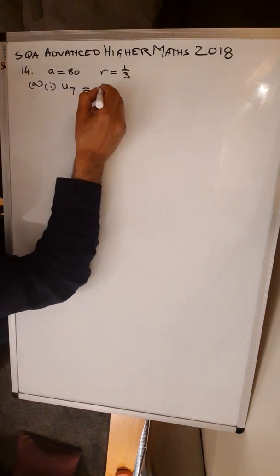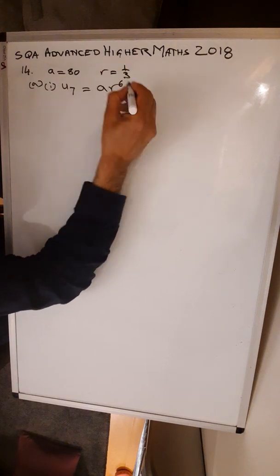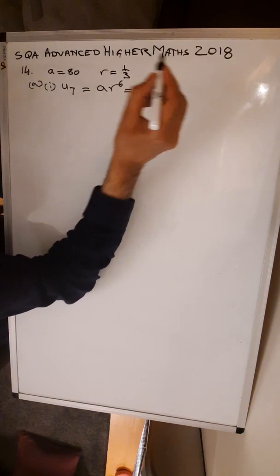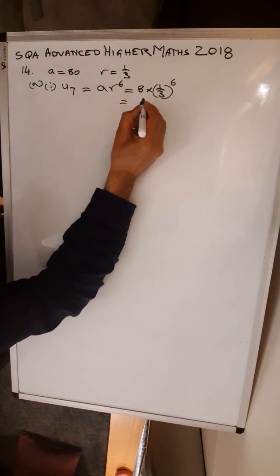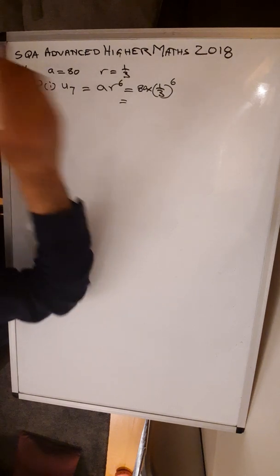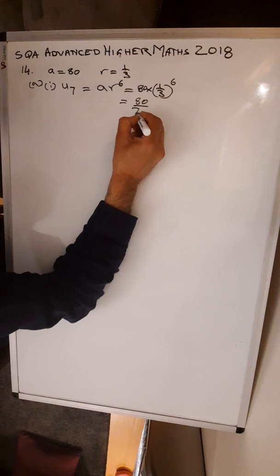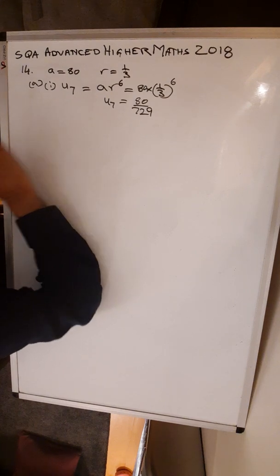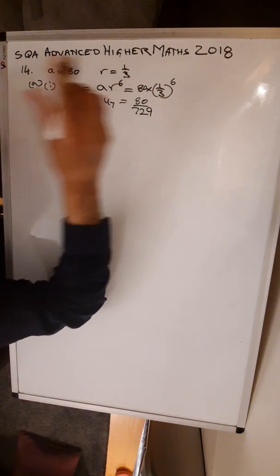U7 is equal to a r to the 6, which is 80 times 1/3 raised to the power of 6, which equals... put that into your calculator, 80 times, open a bracket, 1/3 inside the bracket, close the bracket, raise it to the power of 6, and you get 80/729. That is the seventh term, U7. And that's for 2 marks.